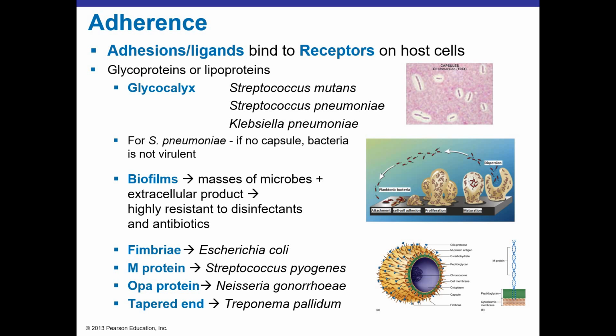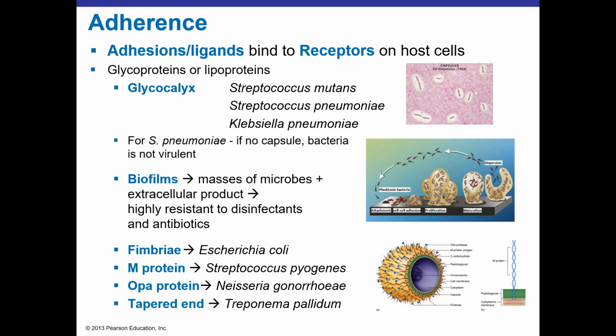Streptococcus pneumoniae, Klebsiella pneumoniae, these are causative agents of various forms of pneumonia, and they use their capsule to be able to adhere. The respiratory system, your ciliary escalator, and all that mucus is constantly trying to move things up and out, and so therefore it's important for the organisms to be able to hold on. For strep pneumo, if you do not have the capsule, the bacteria is not virulent.